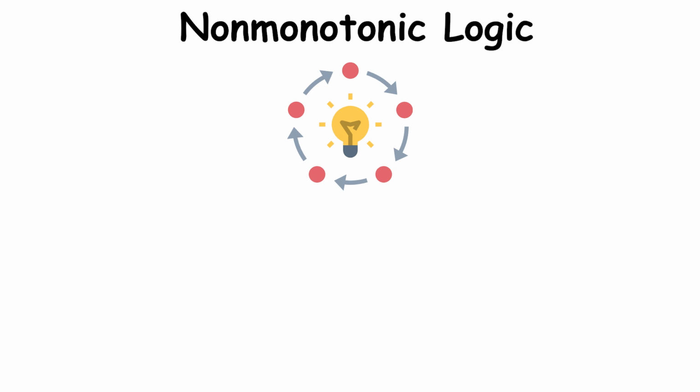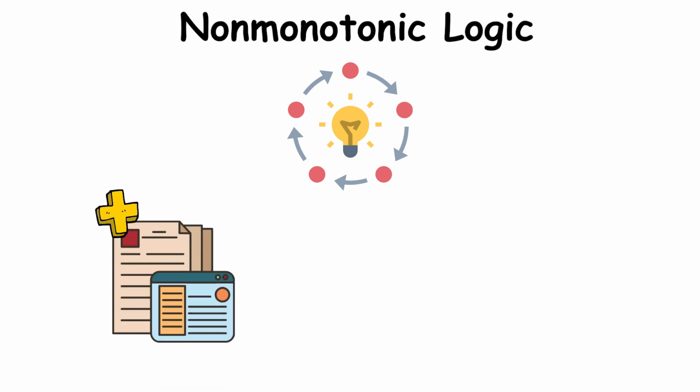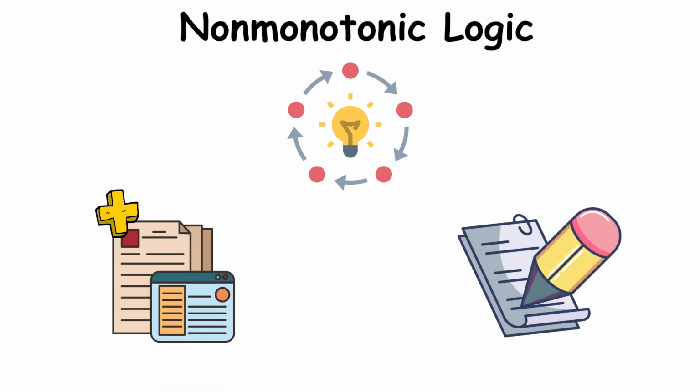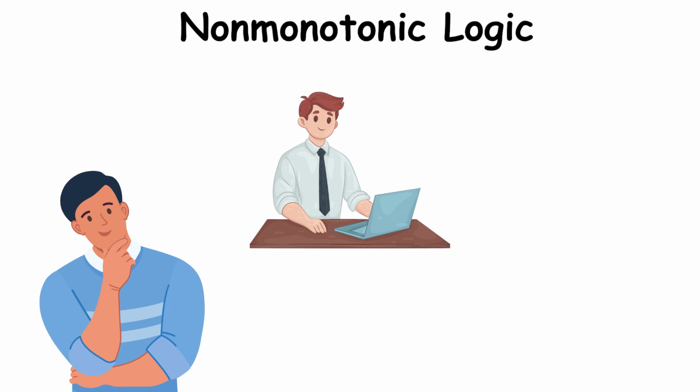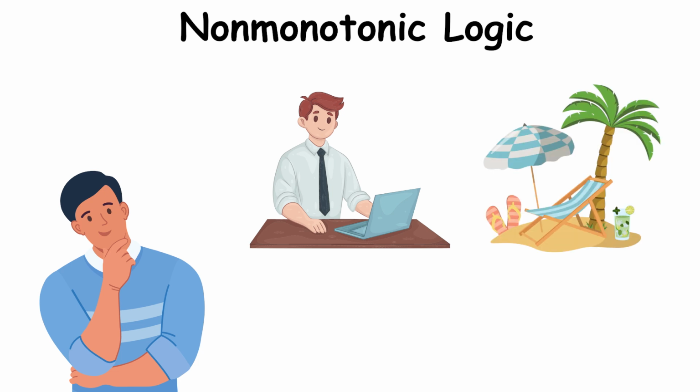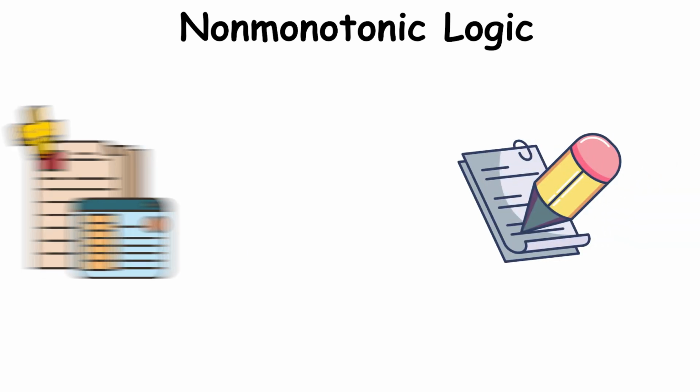7. Non-monotonic logic. In non-monotonic logic, adding new information can change your conclusions. This system reflects real-world reasoning, where facts evolve and we adjust our conclusions accordingly. Example: if you initially believe your friend is at work, but later learn they're on vacation, your earlier conclusion changes. Non-monotonic logic allows us to revise our conclusions based on new information.